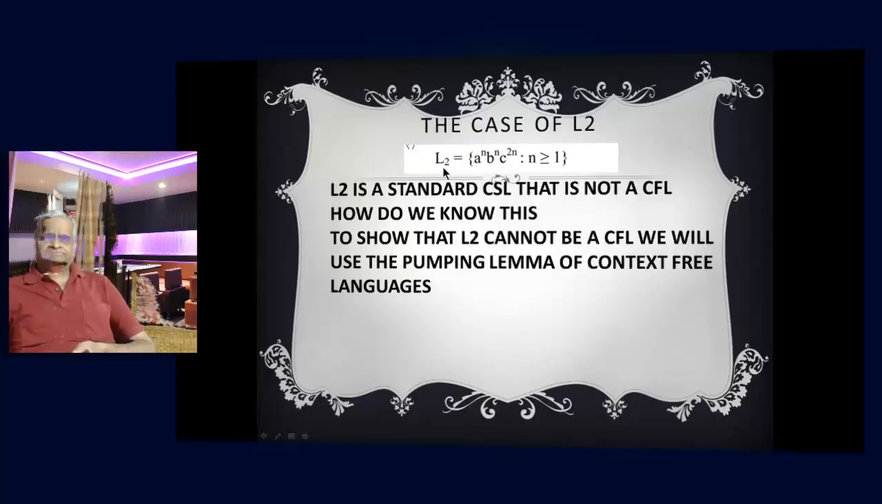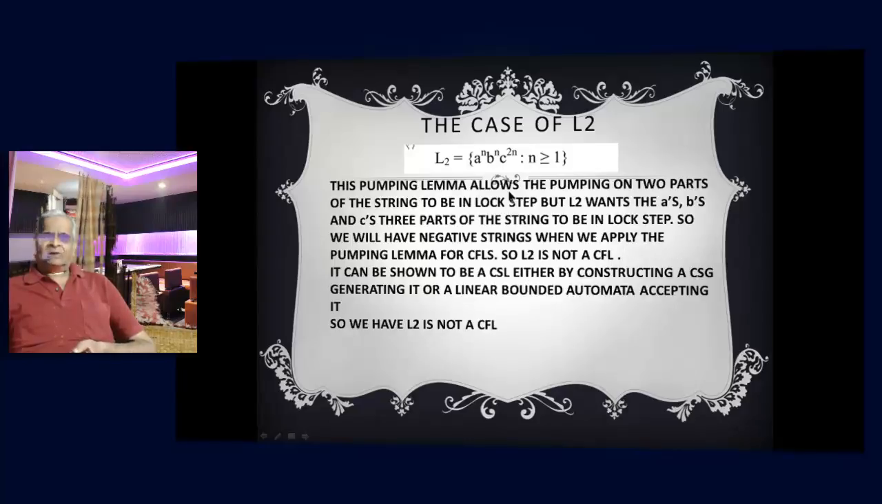Now let's consider L2. L2 says the number of A's is equal to the number of B's, and the number of C's is equal to A's plus B's. This is a standard context-sensitive language that is not a context-free language. How do we know this? To show that L2 cannot be a context-free language, we will use the pumping lemma for context-free languages. The pumping lemma allows us to pump on two parts of the string, and they must be in lockstep. But L2 wants A's and B's and C's, three parts of the string, to be in lockstep.